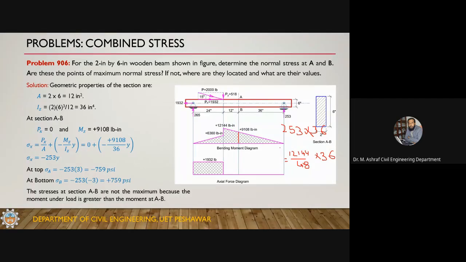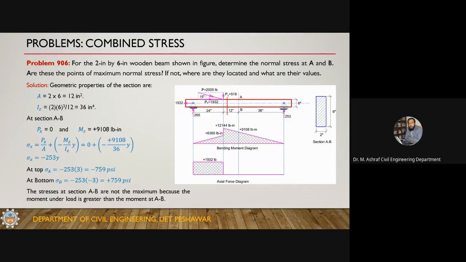Now come to the axial force diagram. From here up to here there is an axial force. As you cross this concentrated force at this location, there is no axial force. Why? Because if you just see the right hand side, there is no axial reaction here. So there cannot be any axial force here.